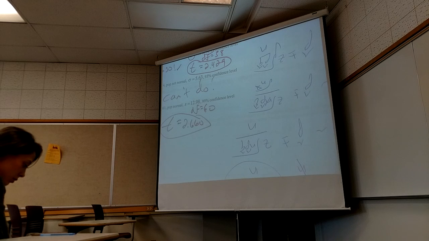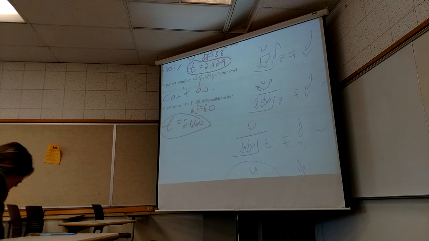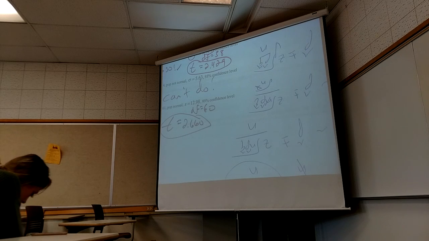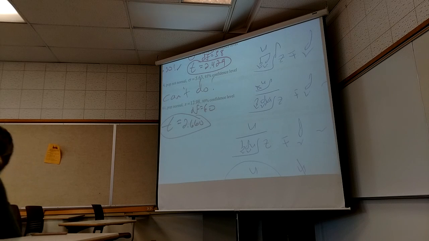How do you solve for it? Oh, make a confidence interval. You can't make a confidence interval for these because they didn't tell you X bar. Are you going to have to make confidence intervals using T-scores? Yes. That's the whole purpose of A2.